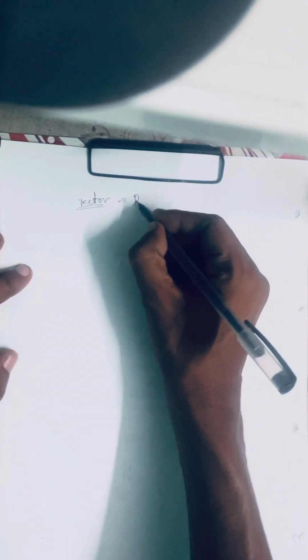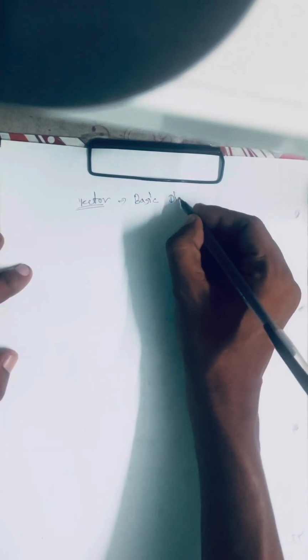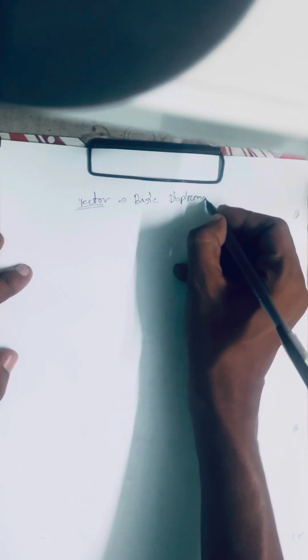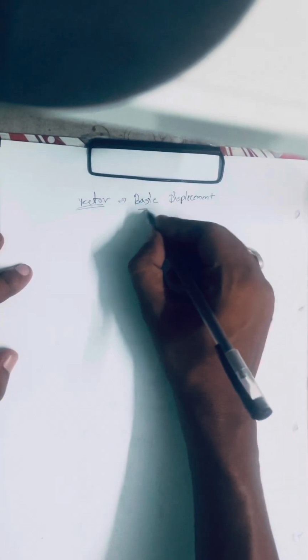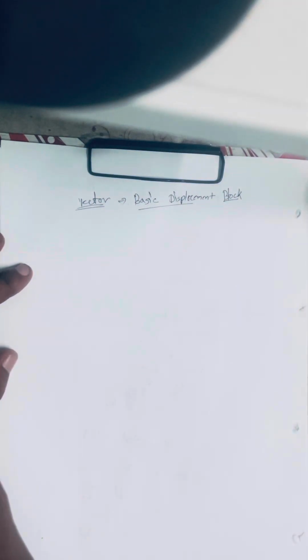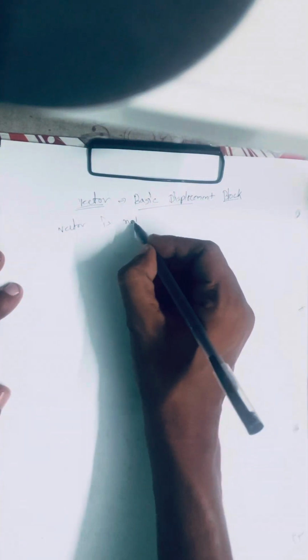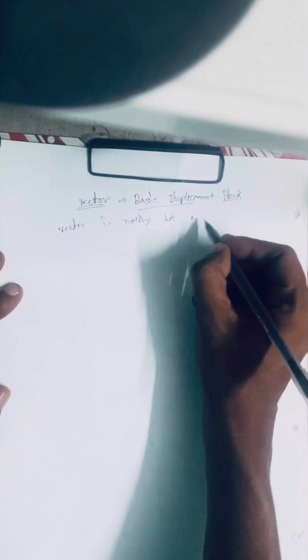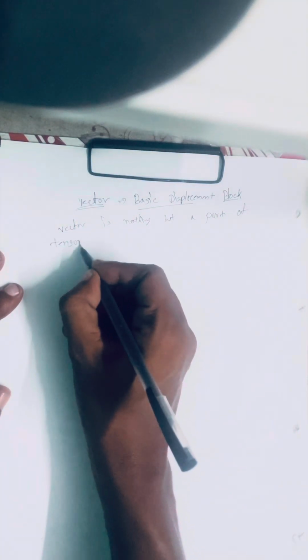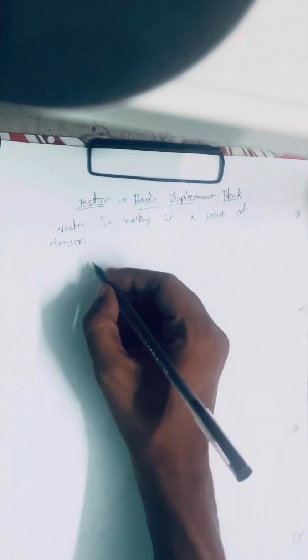Vector basic, vector is made basic displacement, basic displacement block. Is clear. Now vector is nothing but a part of tensor. Vector is nothing but a part of tensor. And what is tensor? What is tensor?